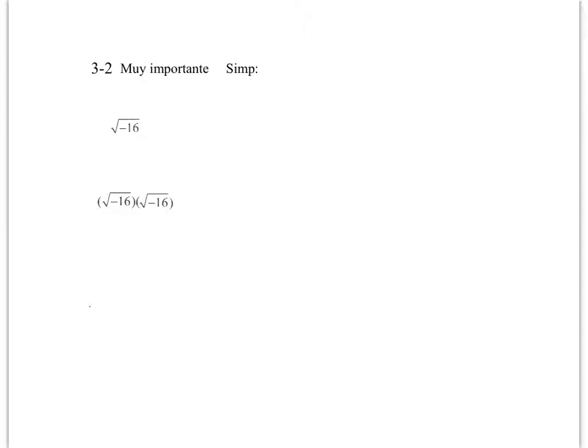Okay, when you're dealing with the square root of negative numbers, don't forget we're dealing with imaginary numbers. So if I have the square root of negative 16, that's like the square root of 16 times the square root of negative 1. Well, the square root of 16, of course, is 4, and the square root of negative 1 is i. So this becomes 4i. And this is muy importante now, muy importante. That's very important in Spanish.